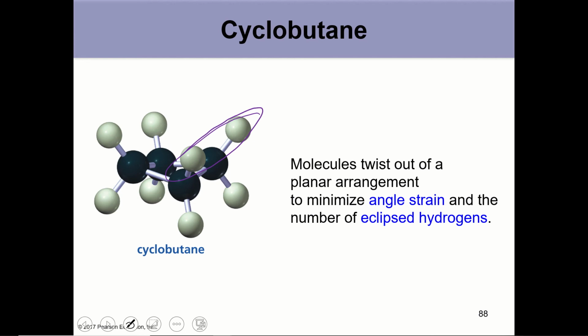In cyclobutane, the hydrogens are also eclipsed. The ring puckers out of the planar arrangement, making this diamond shape in order to relieve some of the angle strain. But the hydrogens, circled in purple, are still eclipsed, and so there is still, in addition to angle strain, steric strain from repulsion of hydrogen electron clouds.